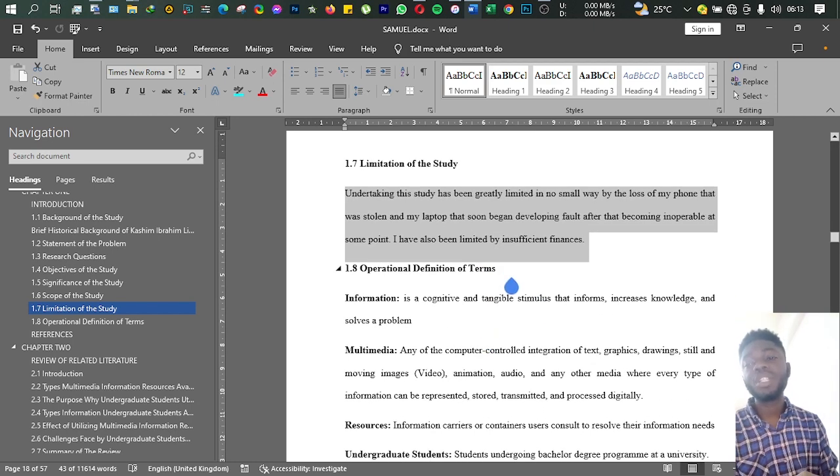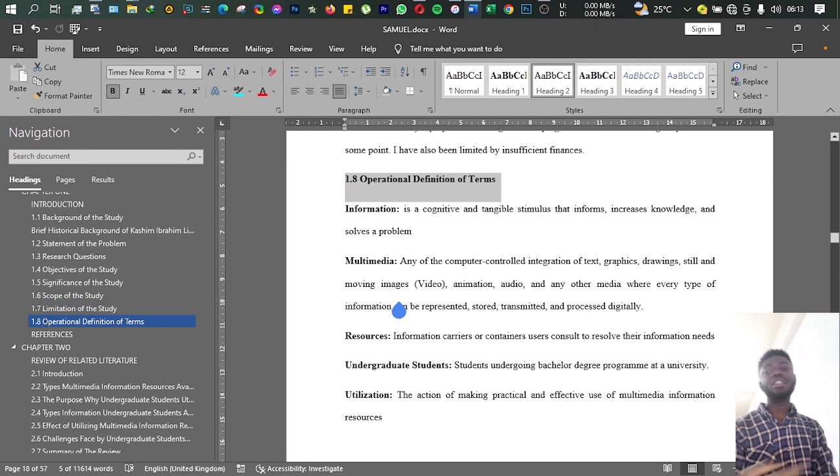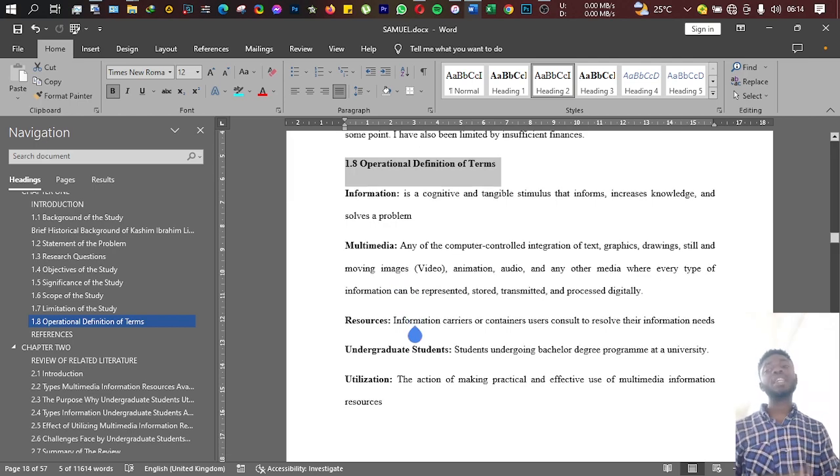Then the operational definition of terms is where you define terms in your research study based on how you mean them. Okay, so if I mean information to be a certain thing, this is where I will clearly state that this is what I view as information. You get it? So different terms have different meanings, the way you mean them in your own research. That is what operational definition of terms is.